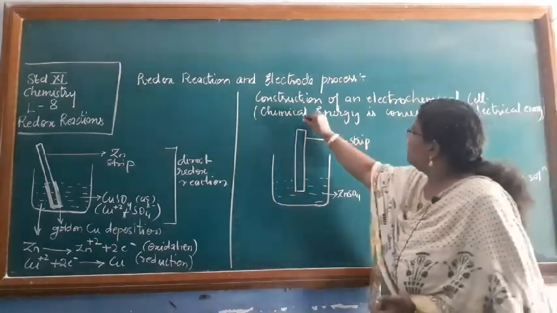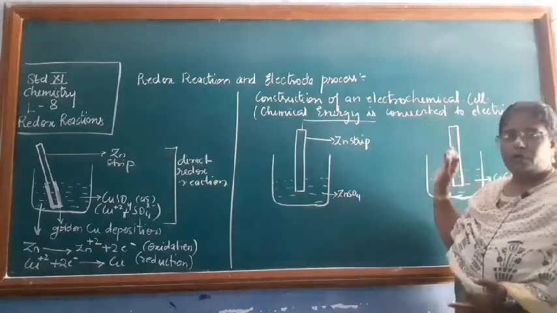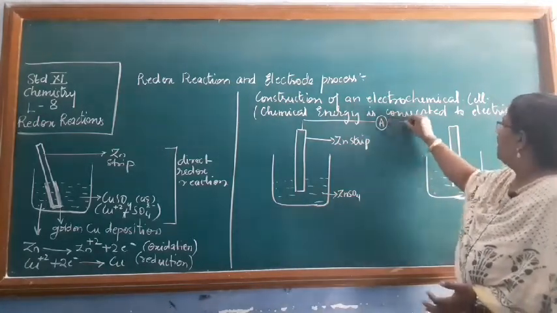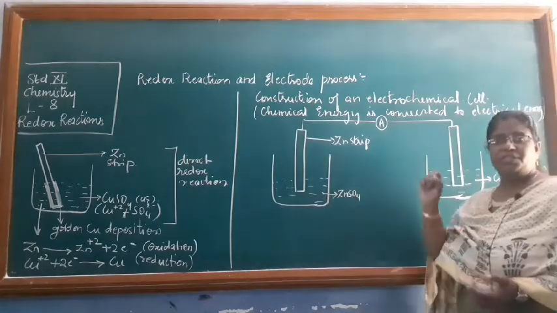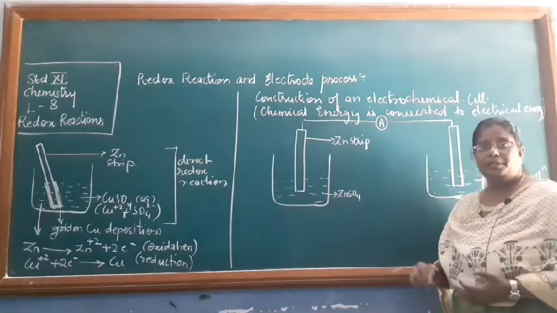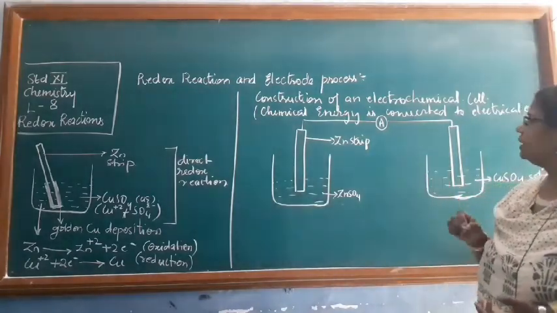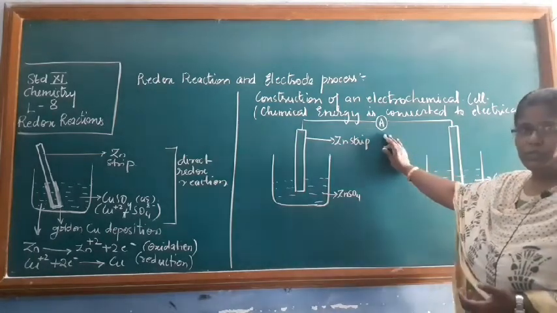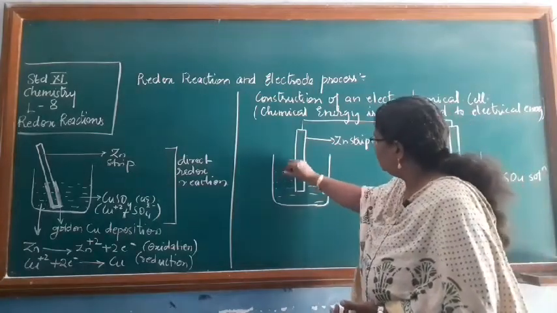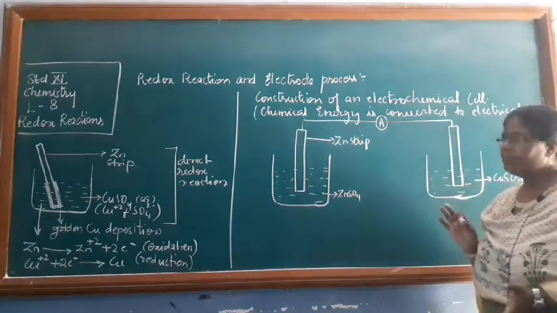Both these strips are joined by a metallic wire which is connected to say an ammeter, which will help us to measure the amount of current passing through it, or a galvanometer which will indicate the presence of electric current. You do it this way. So what is happening here in this process? You have made an electrochemical setup here.